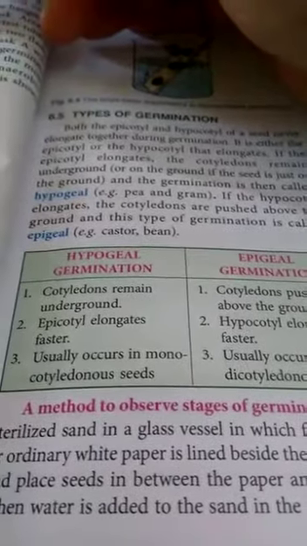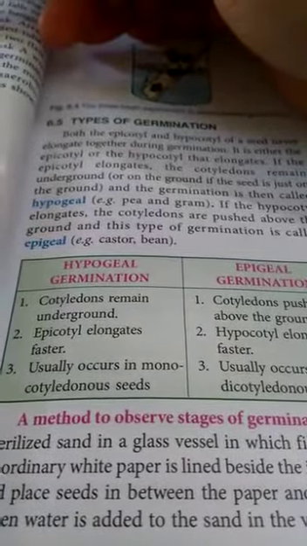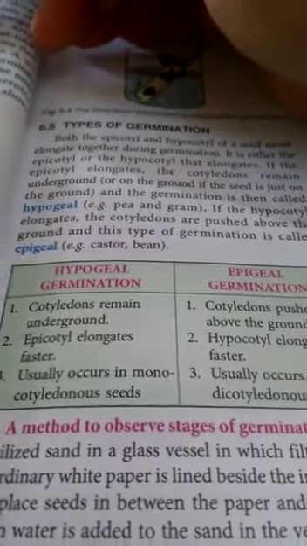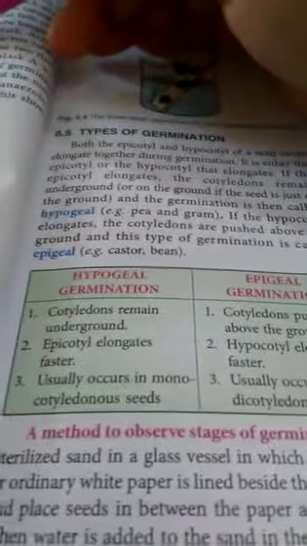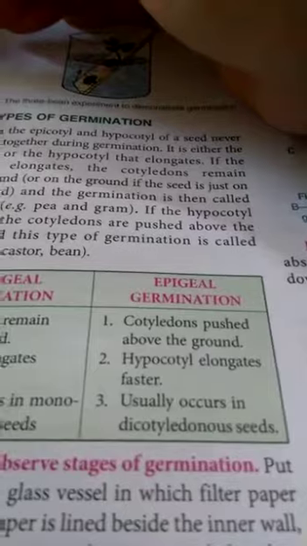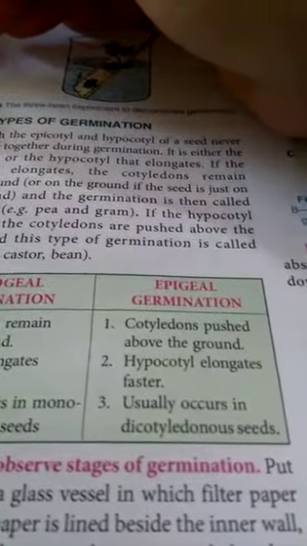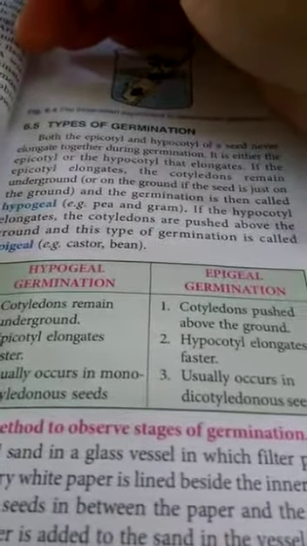Number one is hypogeal germination. In hypogeal germination, the cotyledons remain underground. They remain underground because the epicotyl elongates faster. Epicotyl elongates faster, so cotyledons remain inside the soil only. While in epigeal germination, the cotyledons push above the ground. They come out of the ground because the hypocotyl elongates faster. So these are the two main differences between hypogeal and epigeal germination.